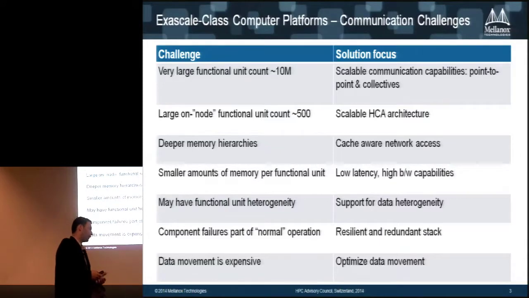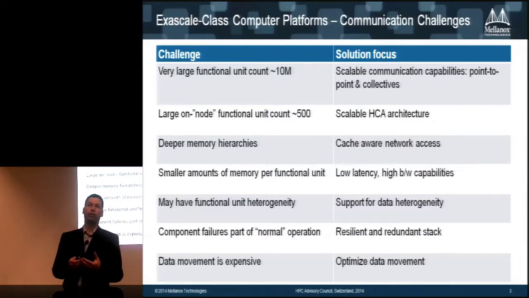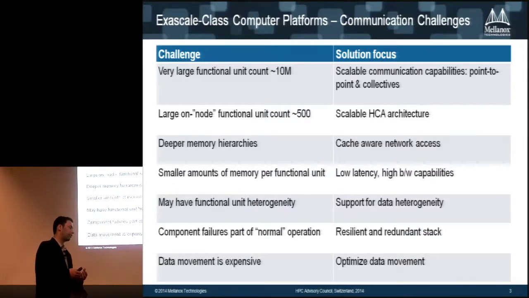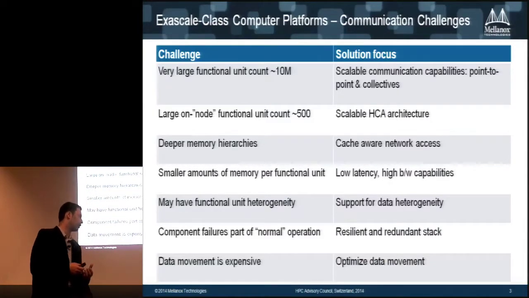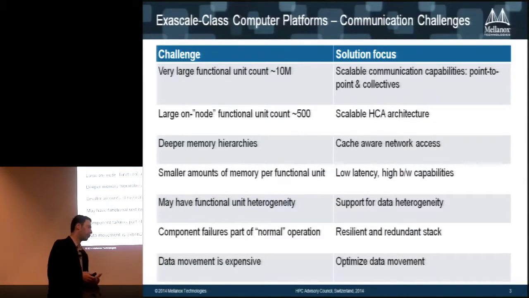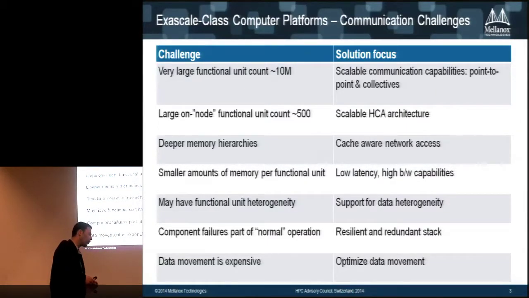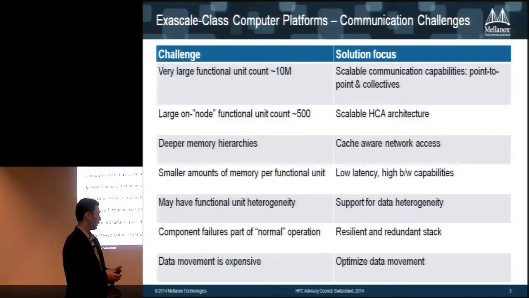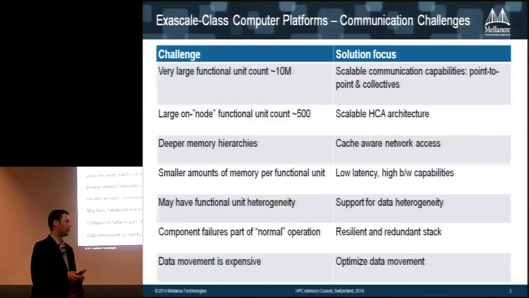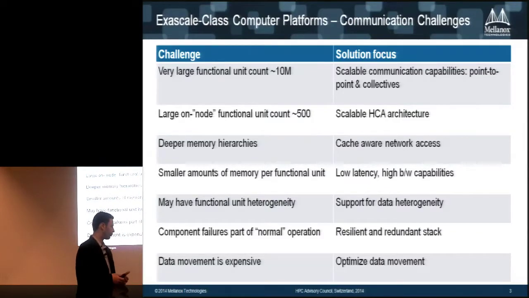Another thing is that the amount of memory per functional unit seems to be decreasing. We're talking about very small memory chunks per functional unit, so you need to be able to move memory very efficiently between functional units. For that, you definitely need very low latency to be optimal, as well as high bandwidth for moving larger chunks of data. Functional units are also heterogeneous. There are accelerators, and there are CPUs. You need to accommodate that by supporting the different patterns and accessibility options for the different data.